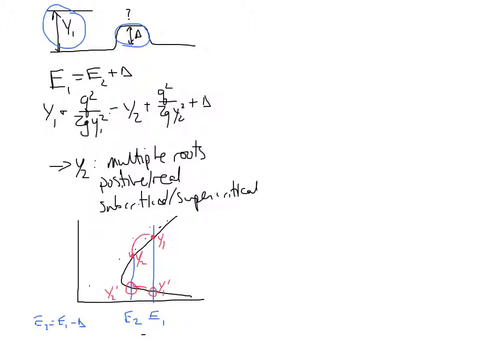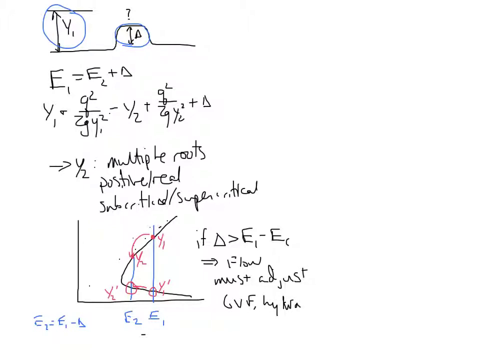So we assess the upstream Froude number, and from that determine which route we select as we go over the bump. Now, we talked at length in class about if delta is greater than E1 minus EC, then the flow needs to adjust. That adjustment involves gradually varied flow, GVF, and possibly a hydraulic jump if we're on the supercritical branch, which we're going to talk more about in our next lecture.